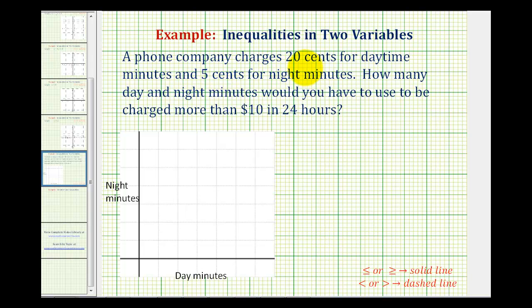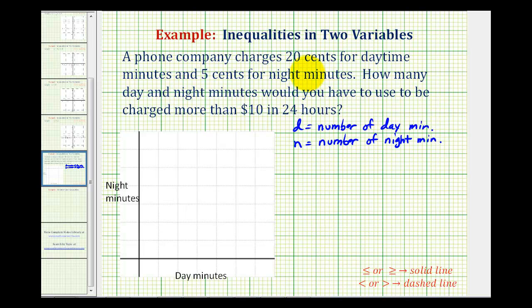A phone company charges 20 cents for daytime minutes and 5 cents for nighttime minutes. How many day and night minutes would you have to use to be charged more than $10 in 24 hours? So this situation represents an inequality in two variables. So let's let D equal the number of day minutes, and let's let N equal the number of night minutes.